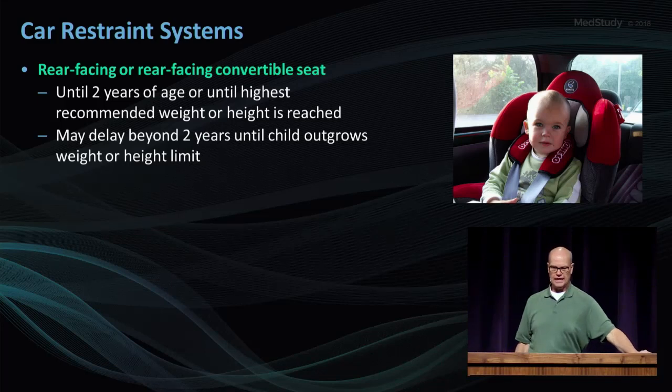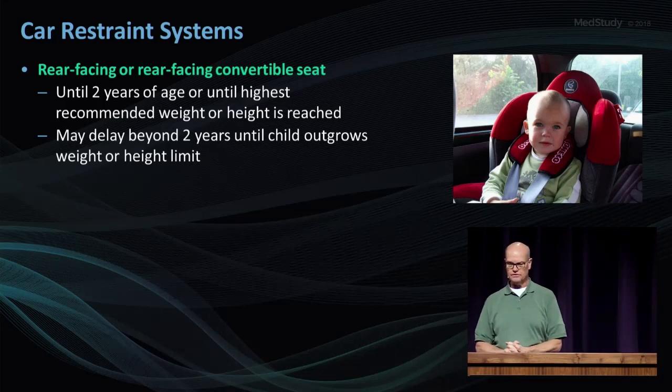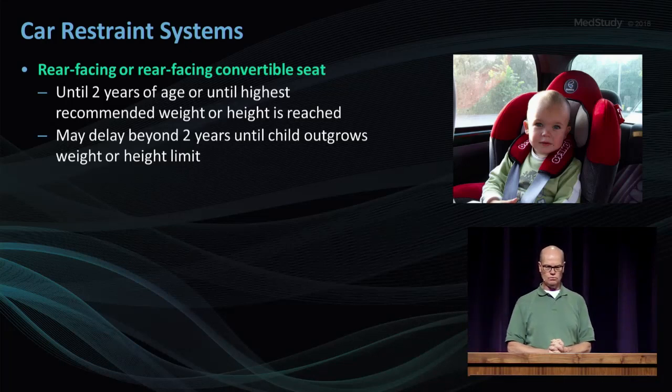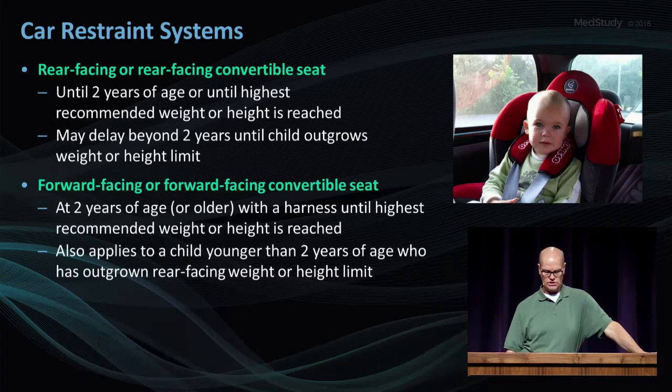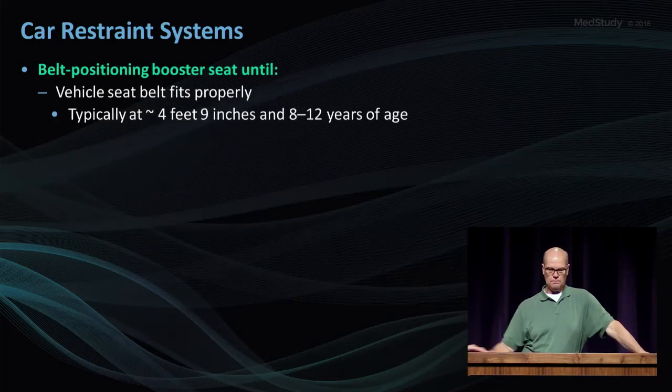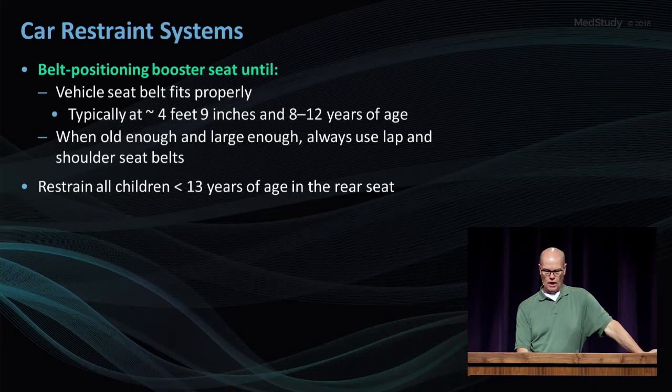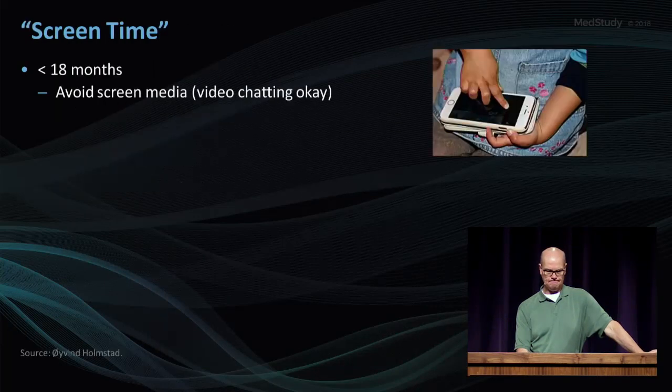The recommendations for the AAP in terms of car restraint, I think you're probably very familiar with. Just to be sure, rear facing until 2, may delay beyond 2 until the child outgrows the weight or the height limit. They do differ a little bit from car seat to car seat. Forward facing with a harness once they reach 2 years of age. And then belt positioning with a booster seat until around 4 feet 9 inches or 8 to 12 years of age. All children under 13 in the back seat.